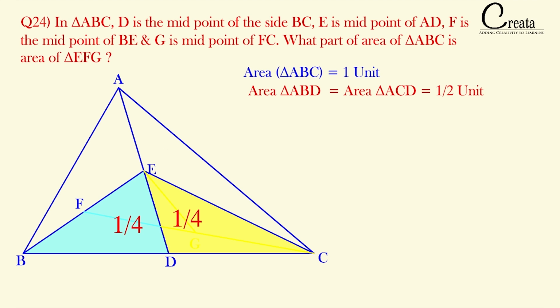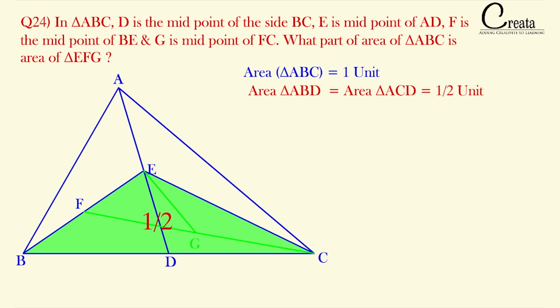If we add both of these triangles, can we say the area of this complete triangle, that is triangle EBC, is equal to half unit? We have added 1/4 plus 1/4, that will be 1/2. So we got the area of this complete triangle as half unit.